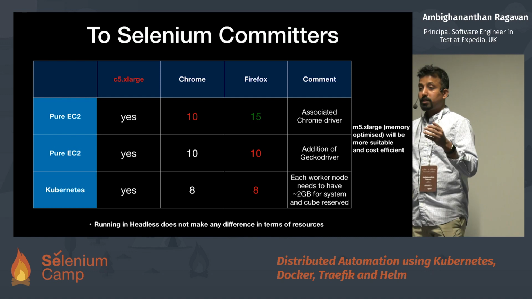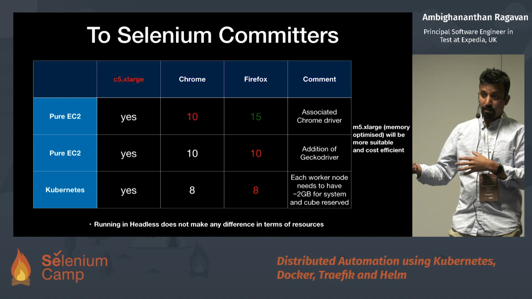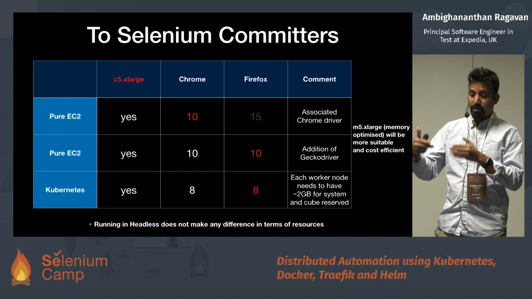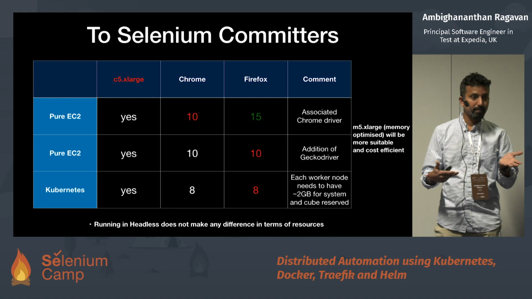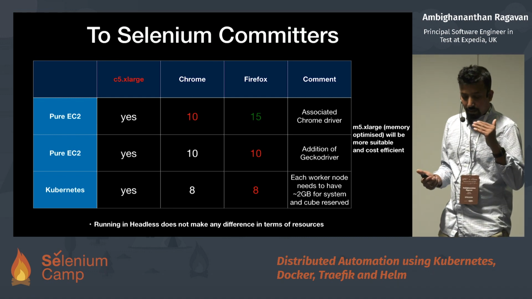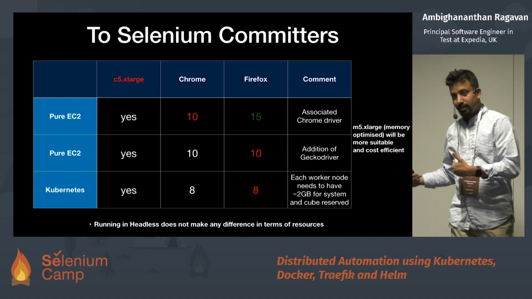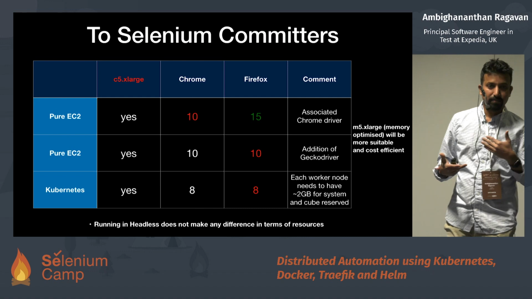After we moved to Selenium 3, and when Firefox introduced Gecko driver, I was able to run only 10 in the same type of box where I used to run 15, right? And now when I go to Kubernetes, with the same type of box, I can run only like 8.